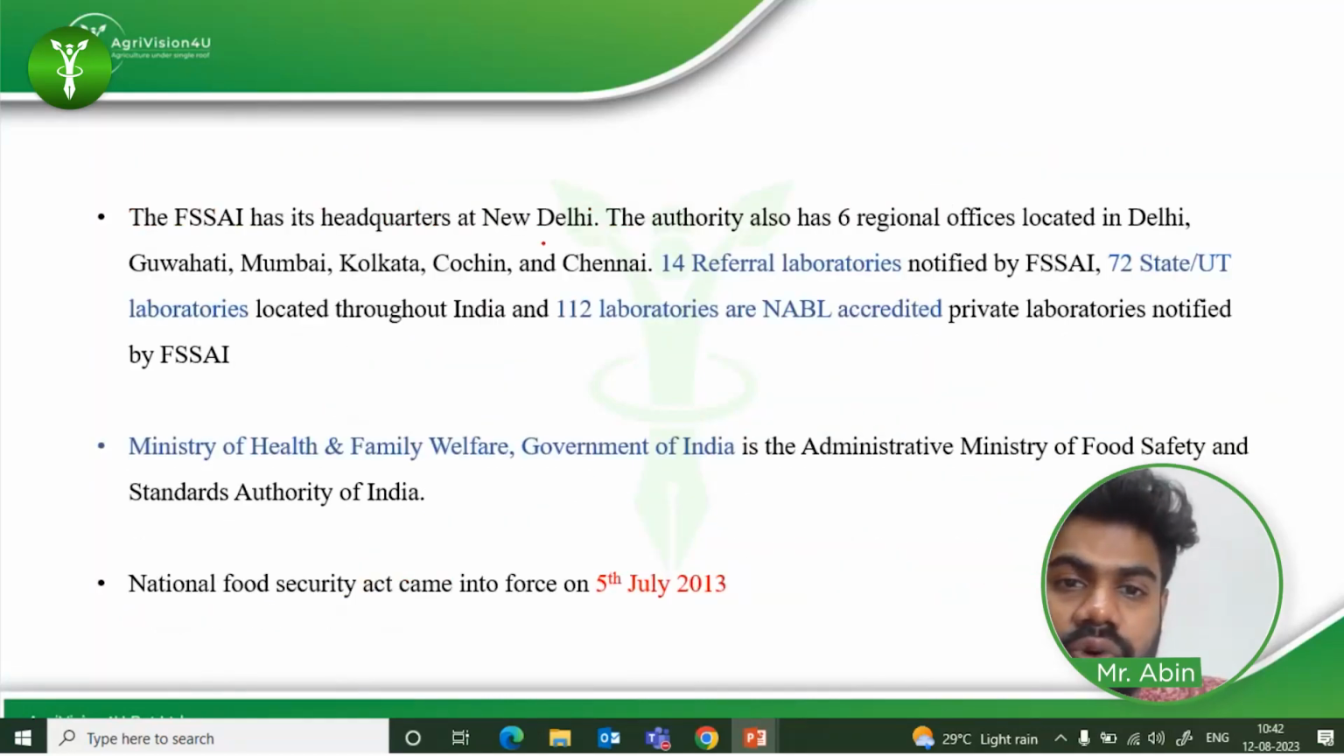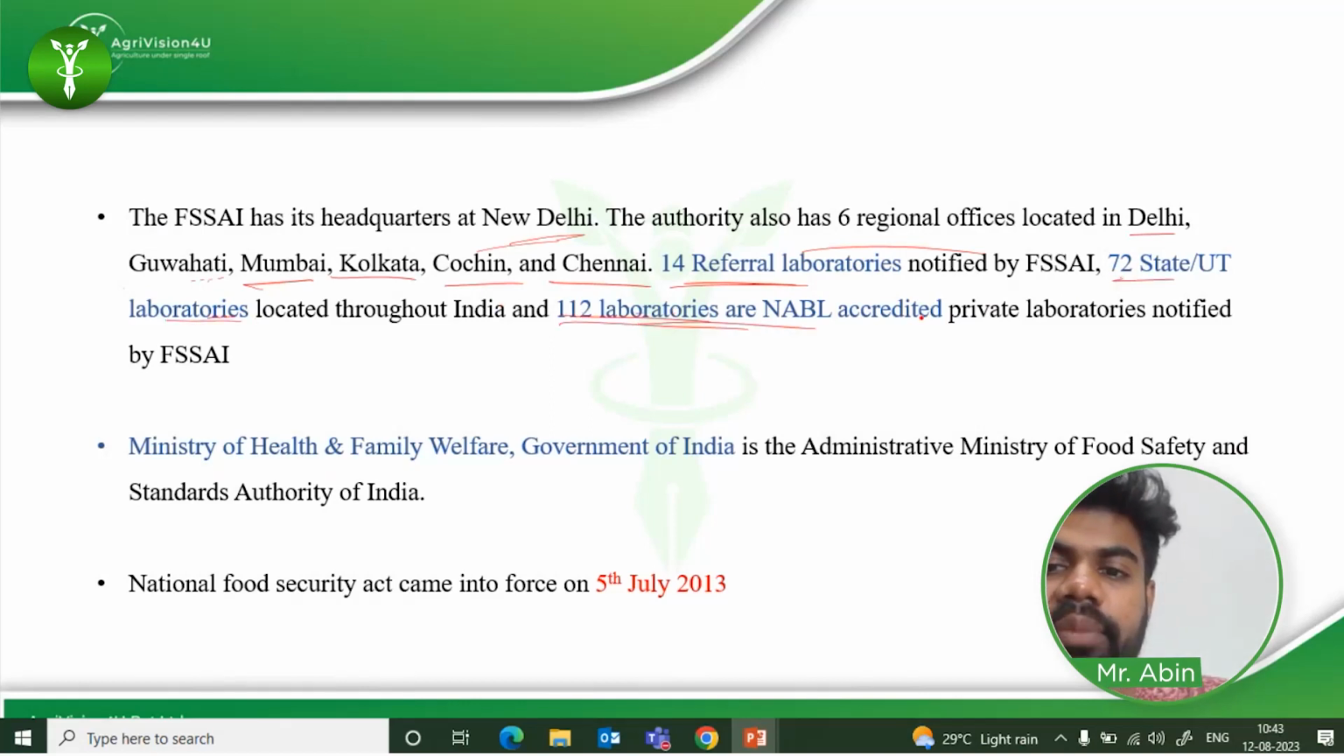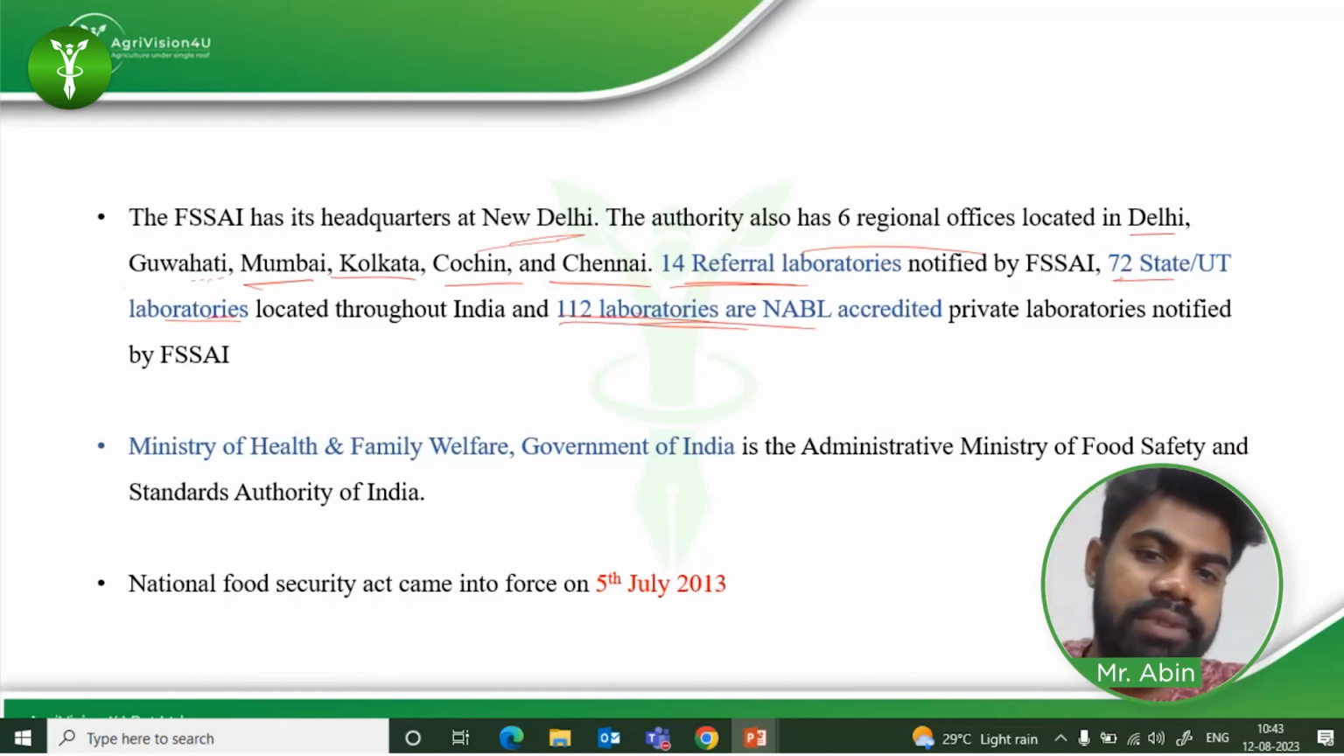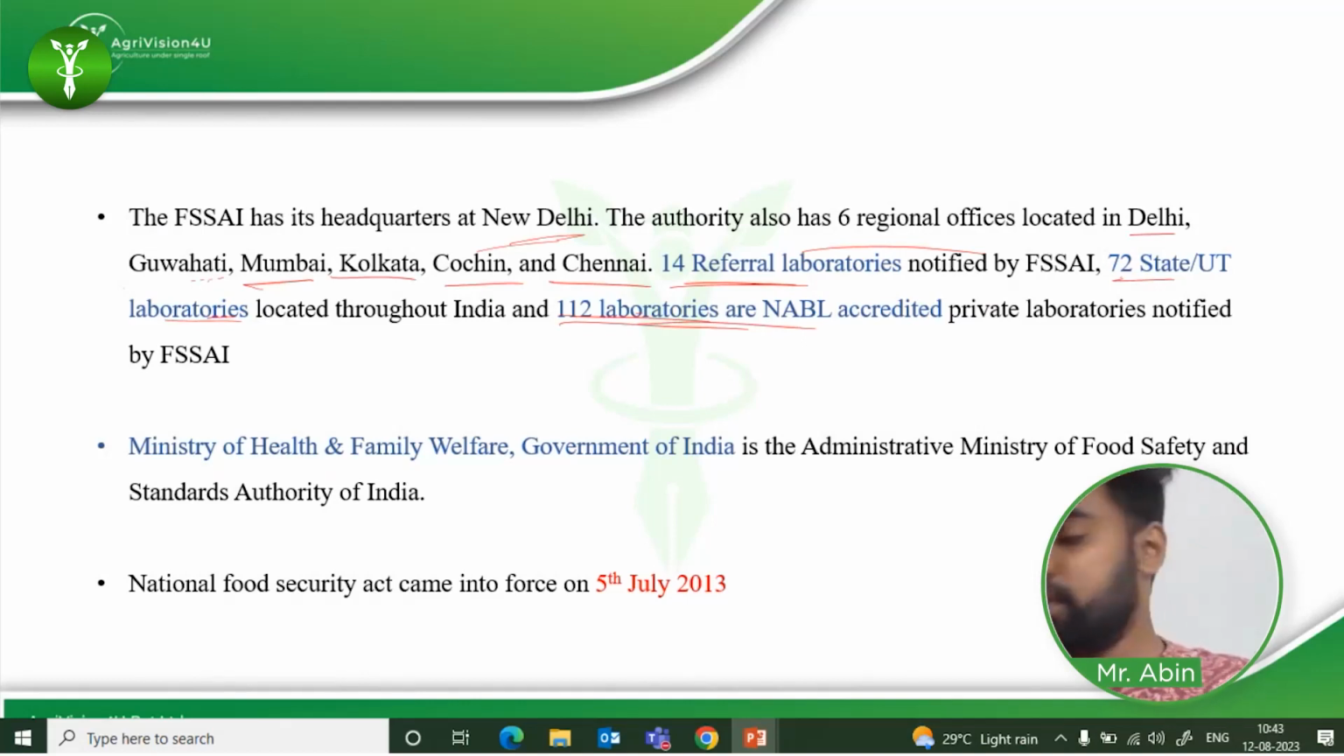So FSSAI has its headquarters at New Delhi, with 6 regional offices throughout the country: Delhi, Guwahati, Mumbai, Kolkata, Kochi, and Chennai. There are 14 referral laboratories, 72 state laboratories, and 112 NABL accredited or primary labs. We will be seeing all this in chapter number 2 in very detail, like what all the laboratories are and how they are classified.